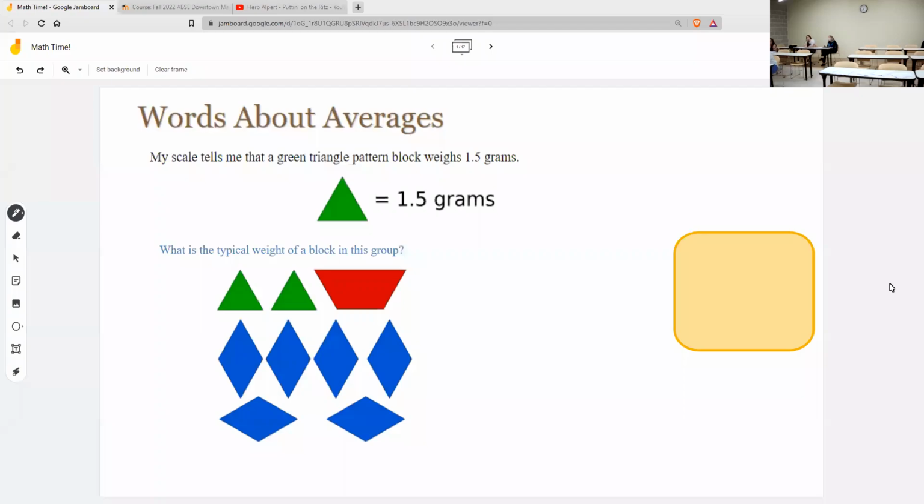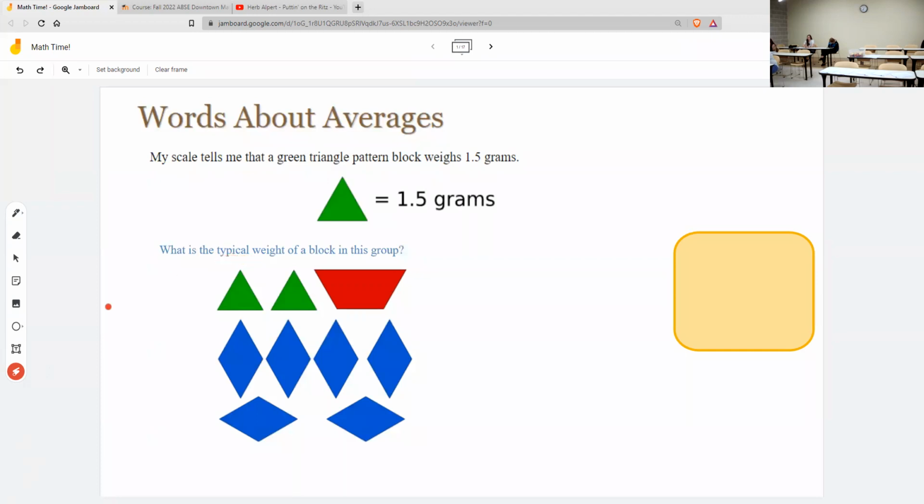Okay, now we're going to talk about averages, since we actually talked about Moodle before. If the green block weighs 1.5, and I have the total of the blocks on the screen, 2 greens, 1 red, and 6 blues, what is the typical weight of a block? I'm very purposefully picking the word typical because it's a little vague in English, what we mean by typical.